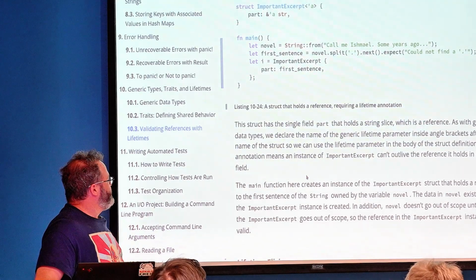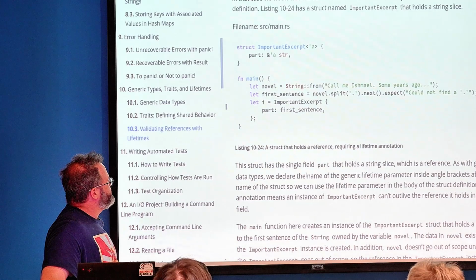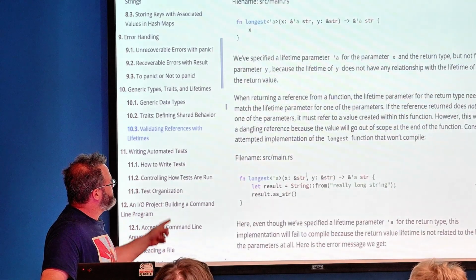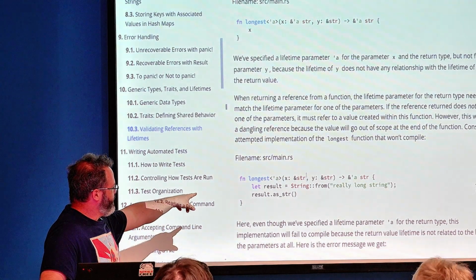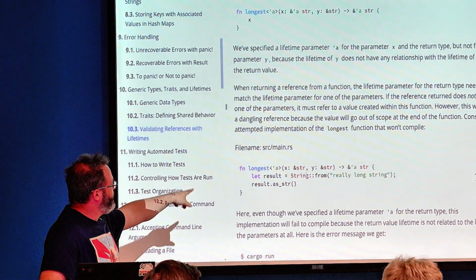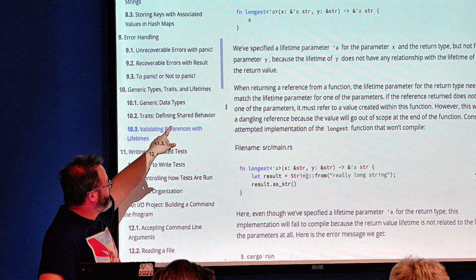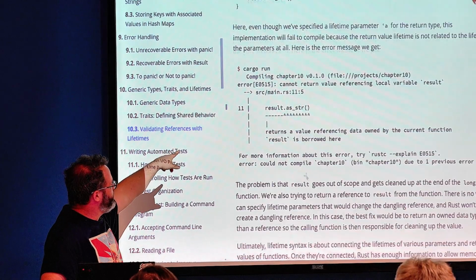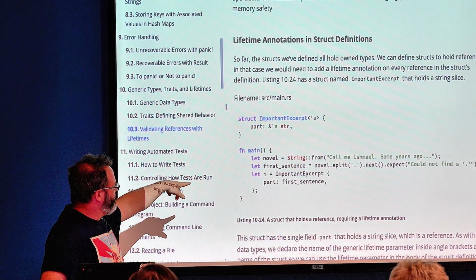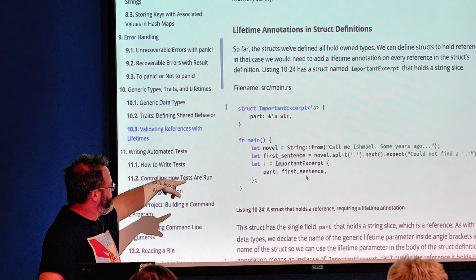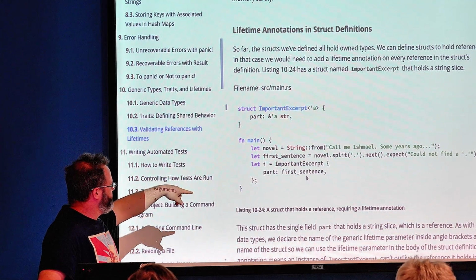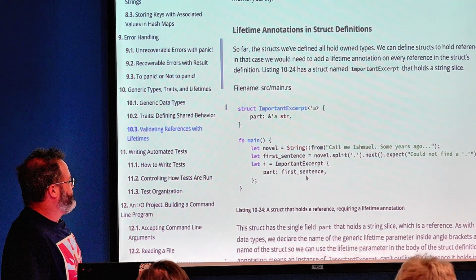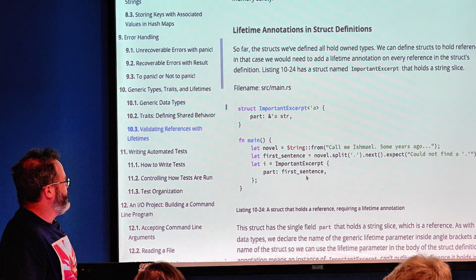The struct has a single field part that holds a string slice. There we go. Okay, so we are now looking at, I think, the last one we did. Maybe we're looking at that implementation right above it. Yeah, I think we're looking at this, longest, and now we're coming down here, and we have important excerpt. So now we have a struct, and the struct has a lifetime of tick A in part, right?